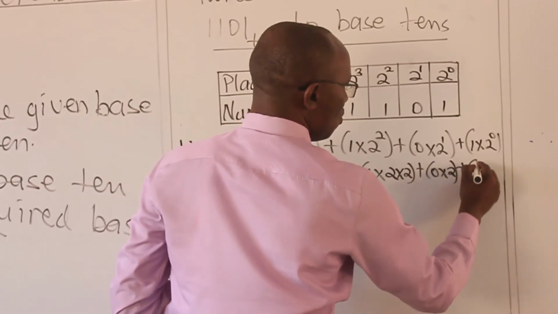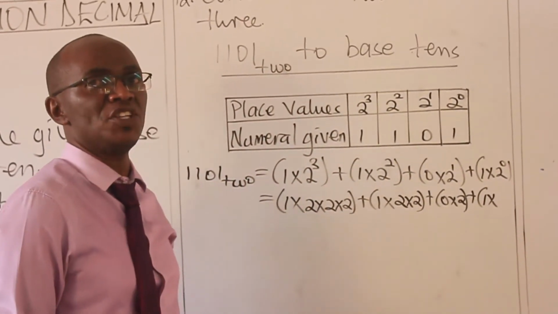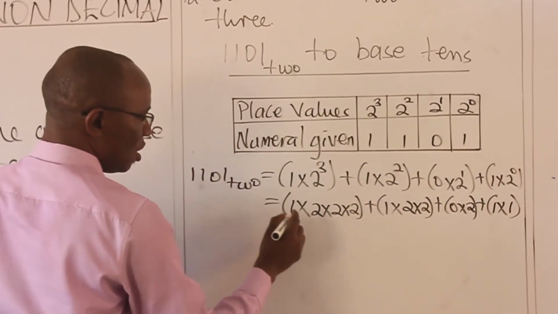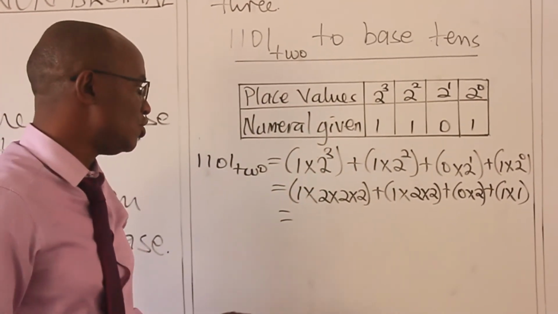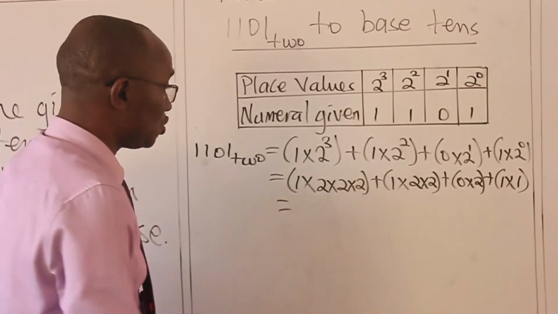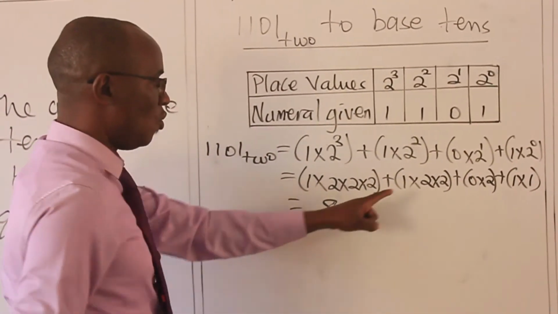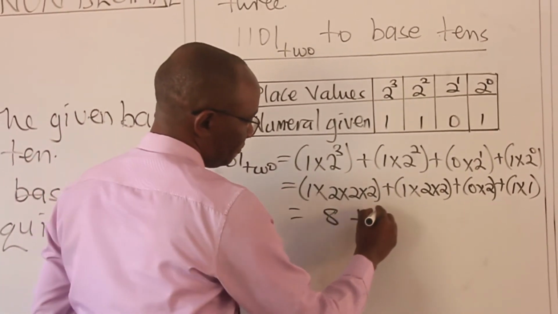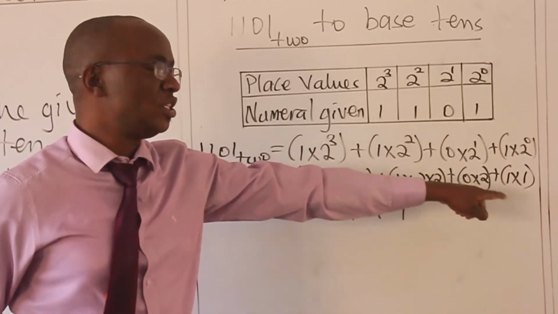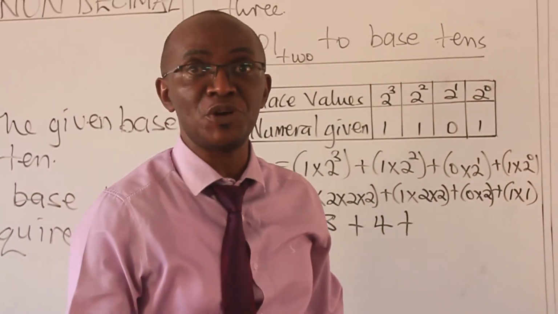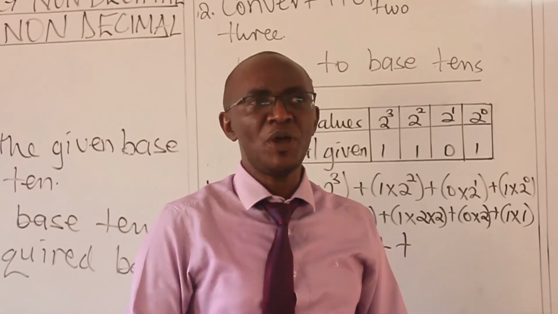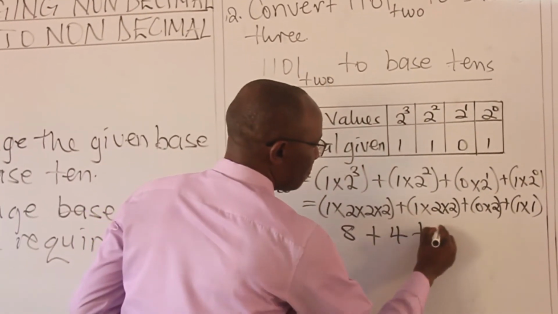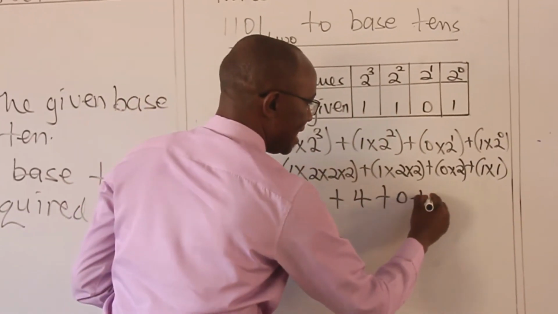Lastly, any number raised to the power 0 is 1. So 2 raised to the power 0 is 1. So that is 1 times 2, 2. 2 times 2, 4. 4 times 2, that is 8. Plus 1 times 2, that is 2. 2 times 2, that is 4. Plus 0 times 2. Any number multiplied by 0 is 0, however big it is. When you multiply a number with 0, you get 0. So 0 times 2 is 0. Plus 1 times 1 is 1.